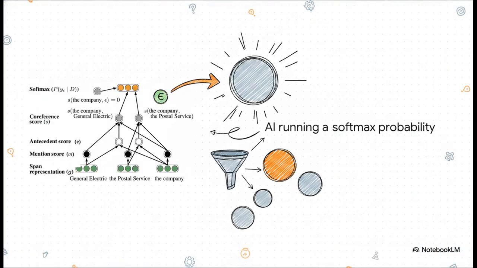Once the AI has scored all the mentions, it runs what is known as a softmax probability distribution. Notice how it evaluates the phrase, the company. It assigns a super high probability to General Electric and a much lower one to the Postal Service. Interestingly, it also has a strategic option to choose a dummy variable, called epsilon. That just means it purposefully abstains if it decides there's absolutely no true antecedent in the text.